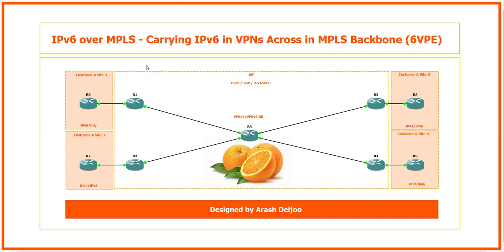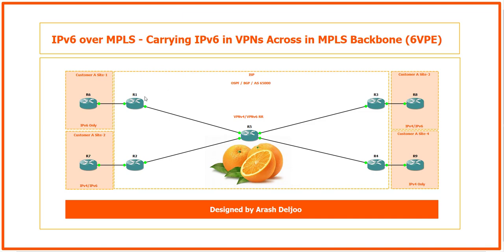6VPE, okay? And we can talk about 6VPE. 6VPE allows us to run IPv6 over an IPv4-only MPLS core where we use dual stack PE routers. I will talk about that and you will learn about this.